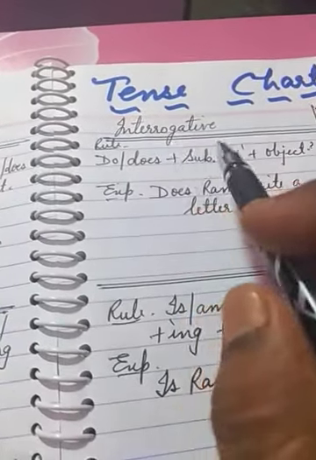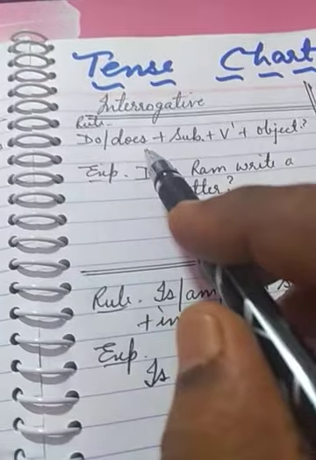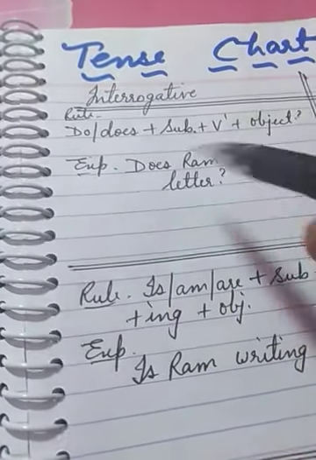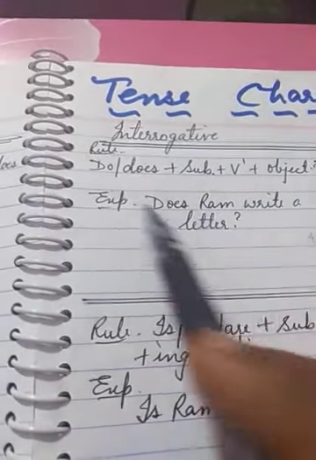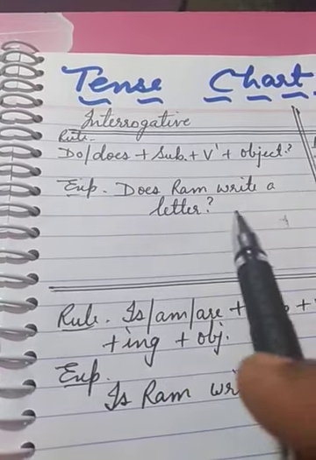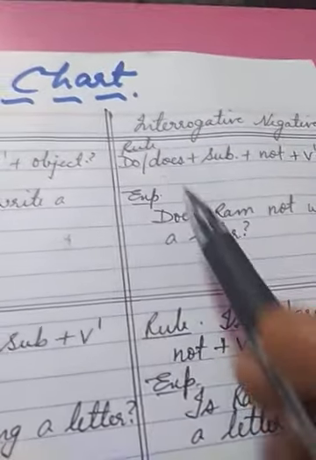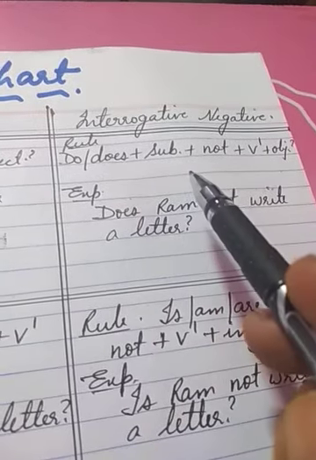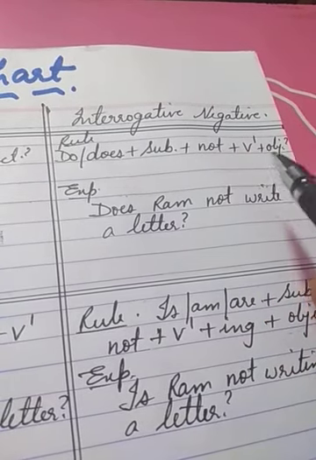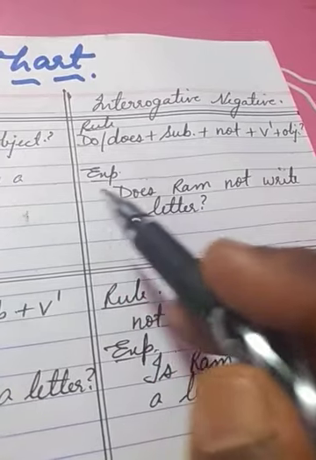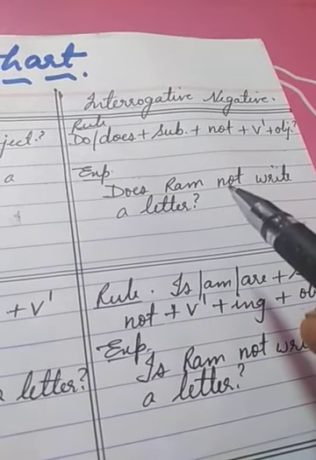Next one is interrogative. The rule is do or does plus subject plus verb first form plus object, question mark. Example, does Ram write a letter? Next one is interrogative negative. The rule is do or does plus subject plus not plus verb first form plus object, question mark. Example, does Ram not write a letter?